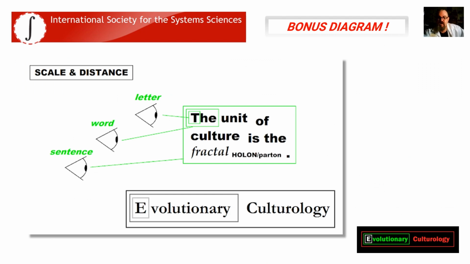Look at this bonus diagram, a free one. This one isn't even in the article. You've got your scale and distance there. You see that eyeball at the top? It's looking at the letter scale, so the letter T, uppercase T. And then zooming out a scale level, that eyeball in the middle is looking at the word level, the, and then the bottom one, on the bottom left there, the sentence scale level of the units, that's looking at the whole sentence as a unit of culture, a fractal whole-on parton. The unit of culture is the fractal whole-on parton. So you've got your scale and distance there. It all goes back to geometry and mathematics and, you know, Archimedes and Pythagoras and all the classics, Euclid.